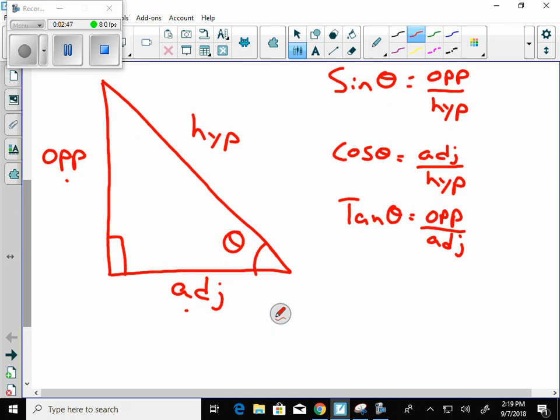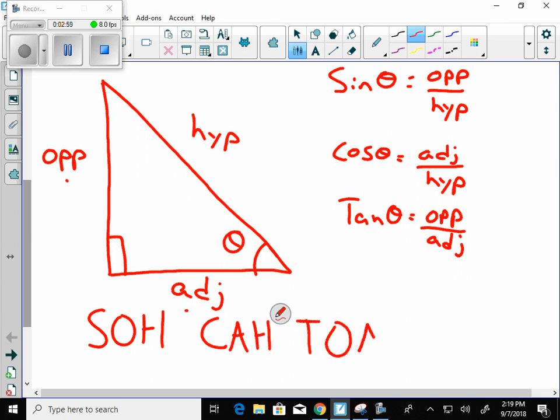All right, now, an easy way to remember sine, cosine, and tangent. I don't know why, but this works. SOHCAHTOA. It works. SOHCAHTOA. Okay. Sine is opposite over hypotenuse. So, cosine is adjacent over hypotenuse. TOA, tangent, is opposite over adjacent.